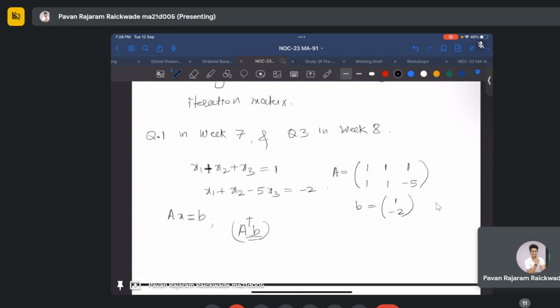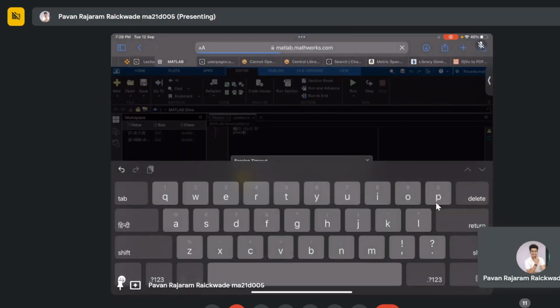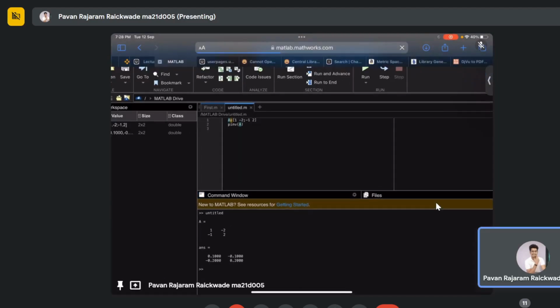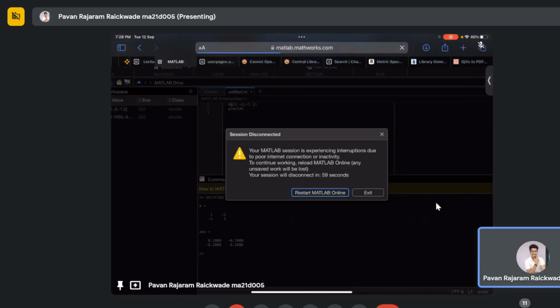I found it, but I got another answer. My answer is 1/4, 1/4, and 1/2. Let's see. In fact, we can do all these things in MATLAB if you don't know. I can show you that thing here. So let's say we can put the matrix here.